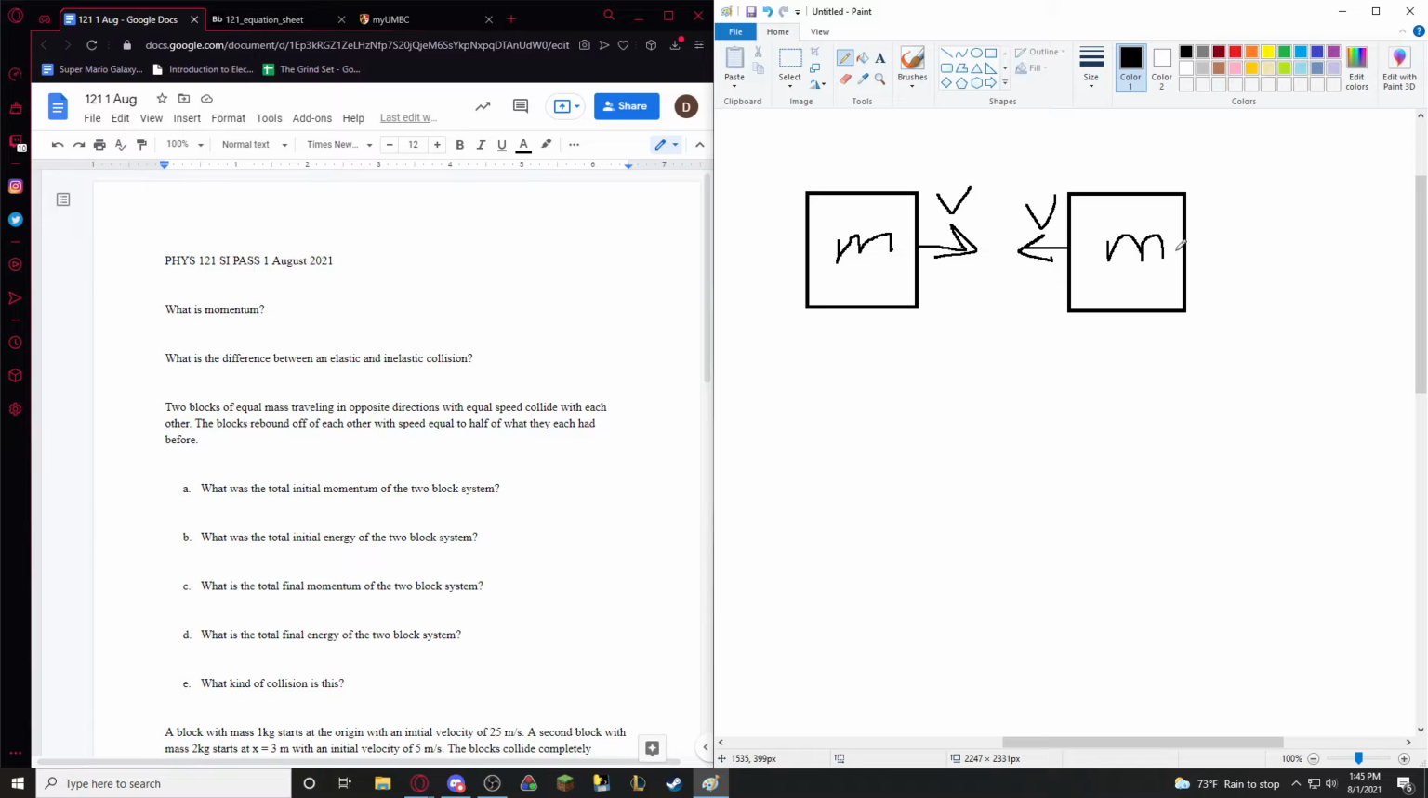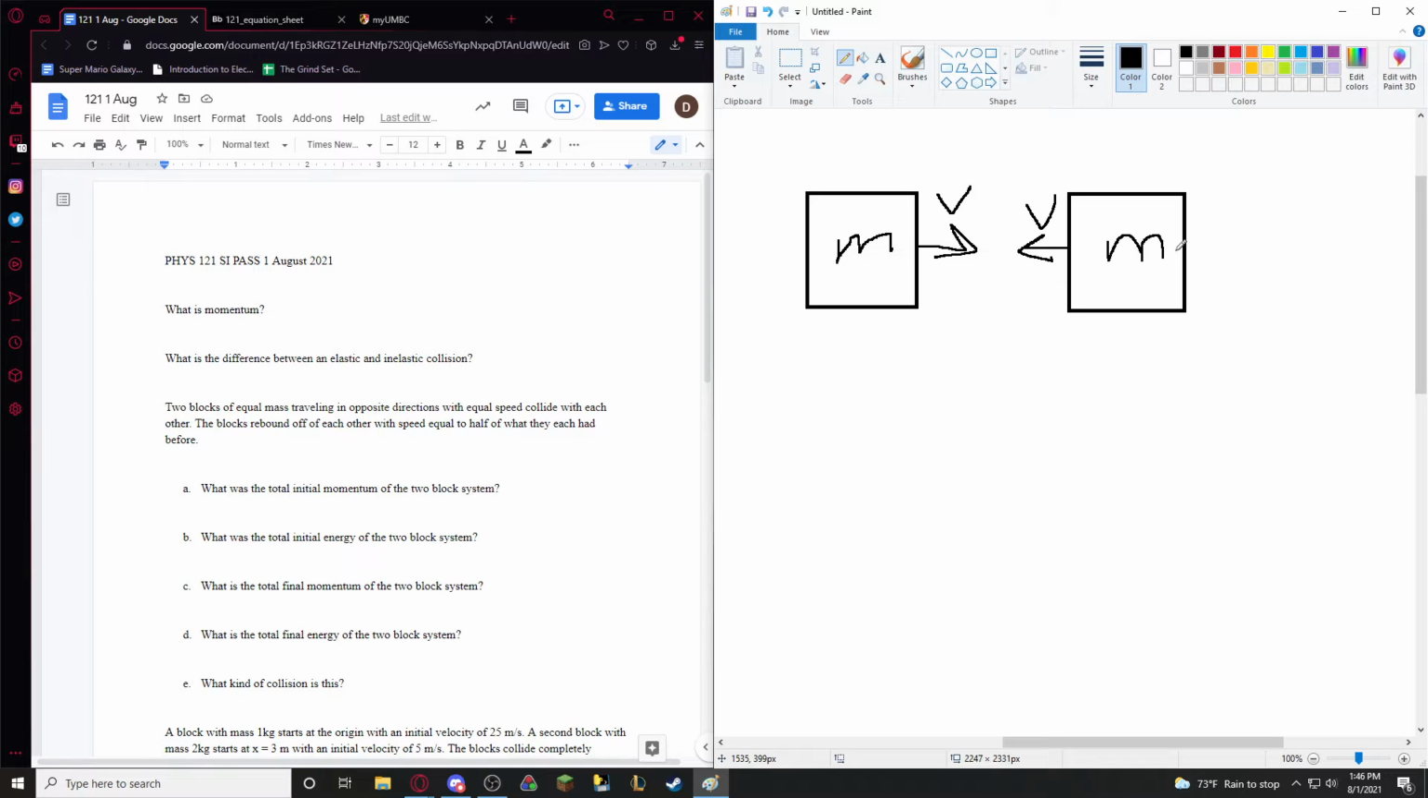Right. So what is the total initial momentum of the two block system? It would just be 2m times 2v. Actually, because velocity is a vector quantity, wouldn't the velocities cancel each other out? So what's the total momentum of the system? It would have to be 0.